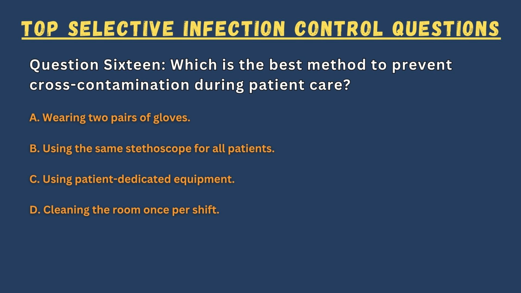Question 16. Which is the best method to prevent cross-contamination during patient care? A. Wearing 2 pairs of gloves. B. Using the same stethoscope for all patients. C. Using patient-dedicated equipment. D. Cleaning the room once per shift. Answer: C. Using patient-dedicated equipment.